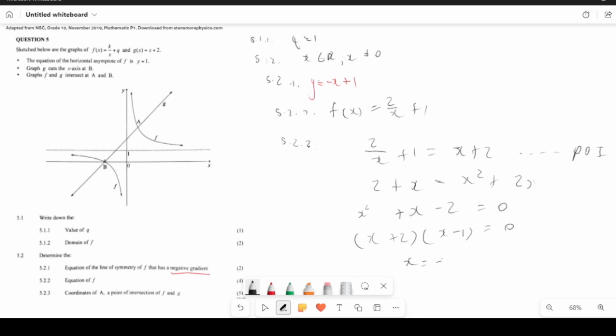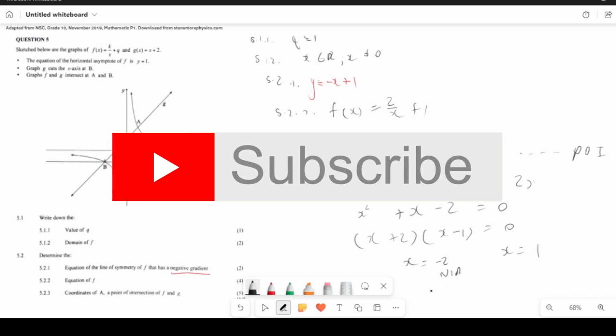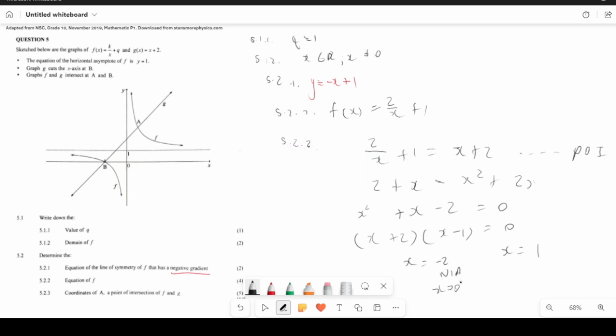So x is equal to minus 2, x is equal to 1. In our case, minus 2 is not applicable because x has to be greater than 0. Remember, we're on the positive x-axis. A lies on the positive x-axis, so that's 1.